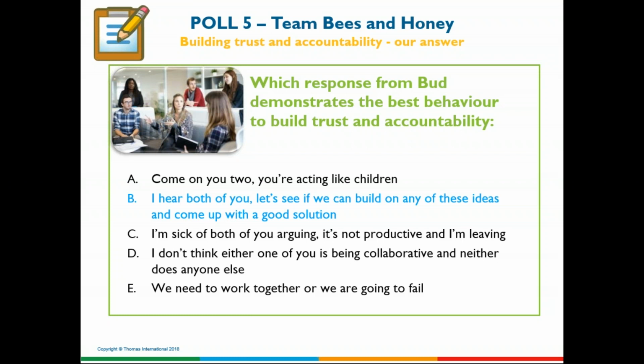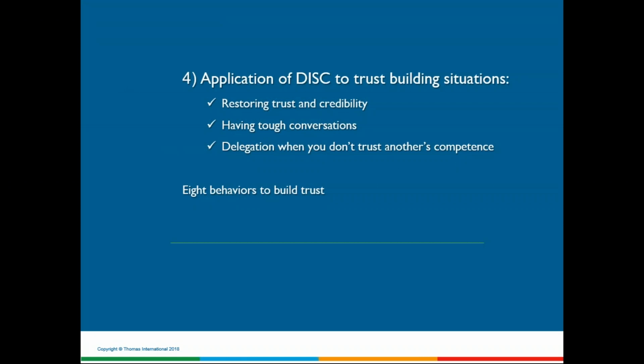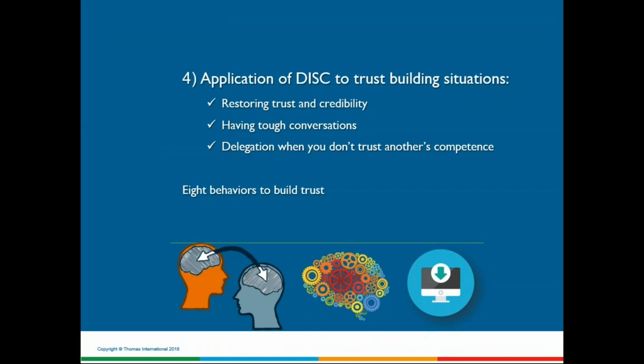So let's move this on to the next piece, which is application, because we do all know the right answer when observing others, but in real life it doesn't often happen. So now we're going to look at the application of DISC to trust building situations. I wish I had known all of this before I was leading teams. It would have helped me so much. How do we restore trust and credibility? Having tough conversations, delegation when you don't trust another's competence, and we're also going to provide at the end 8 bonus behaviors that you can start with your teams to develop and build trust.